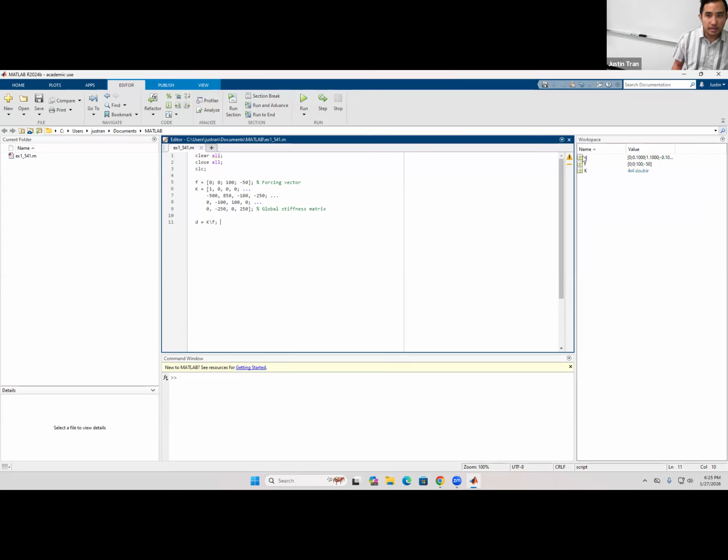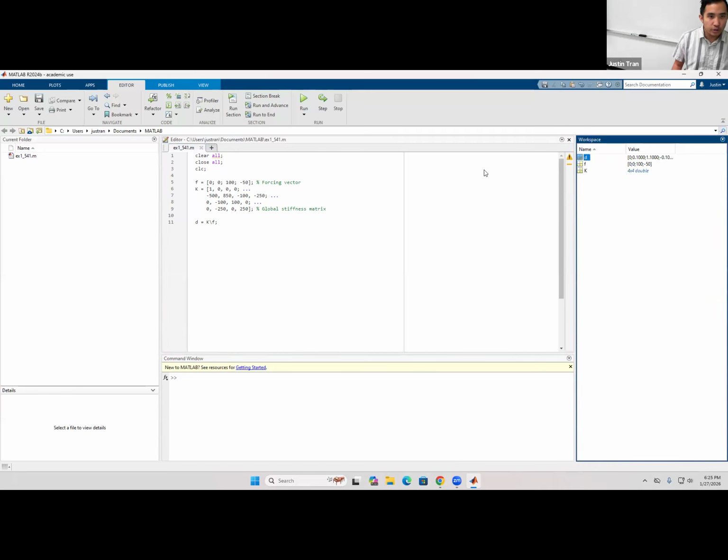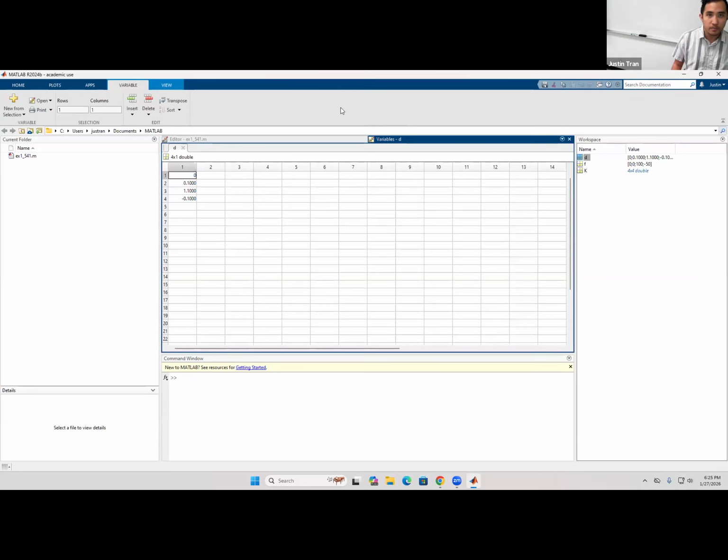Okay. And then this D vector here has the solution to our problem, okay? And so this D vector here, our first value here is D1. Okay.